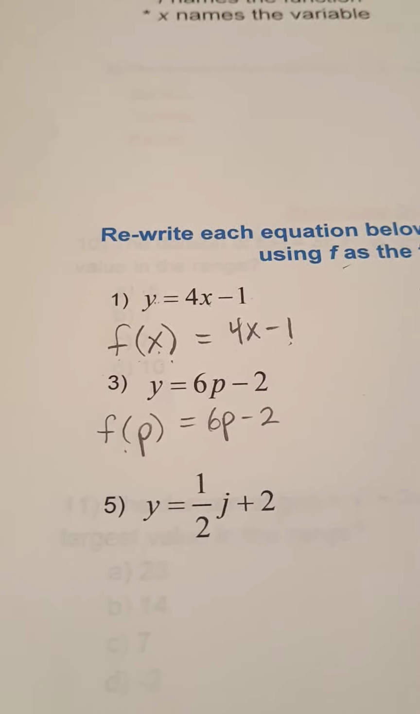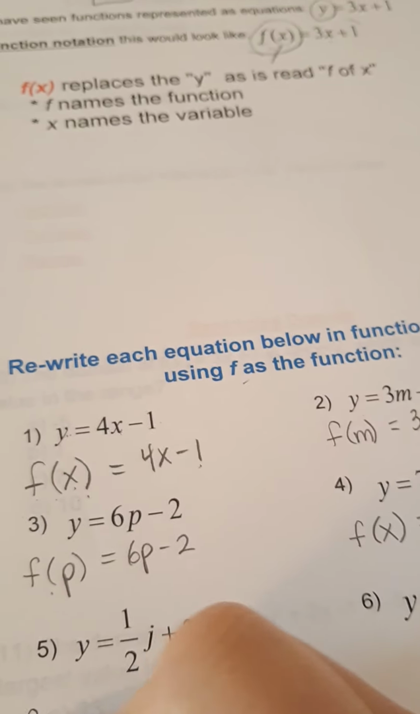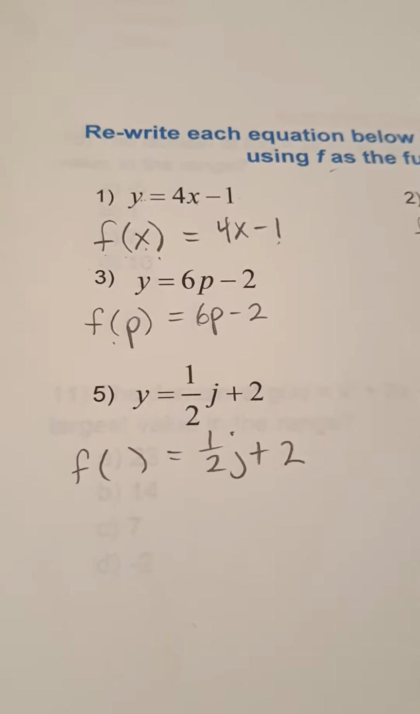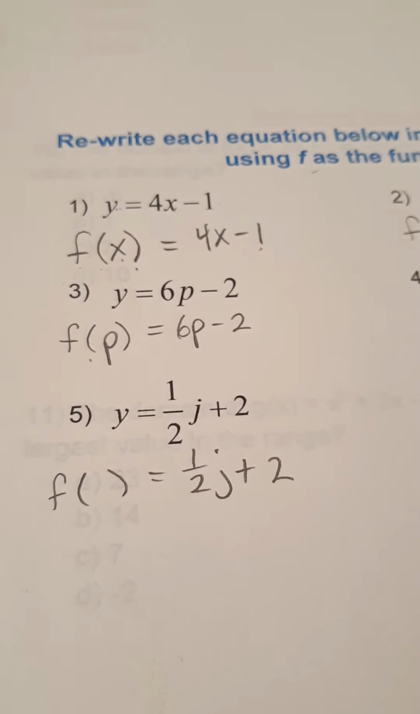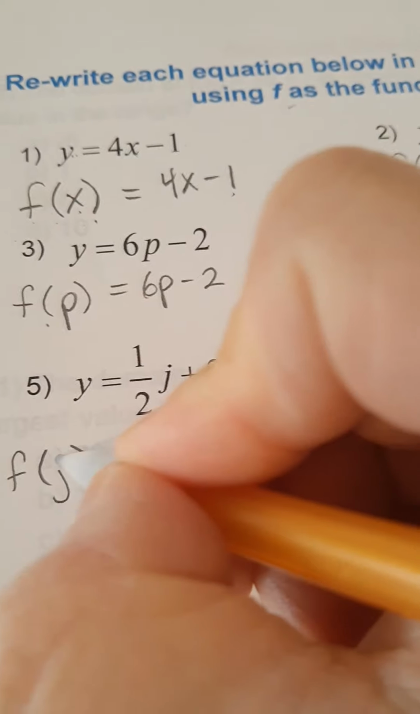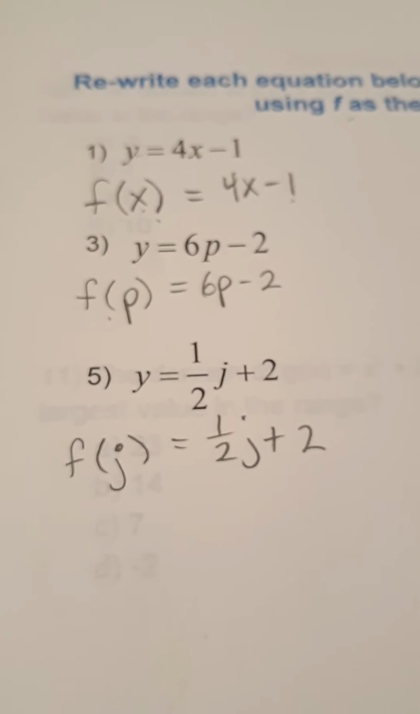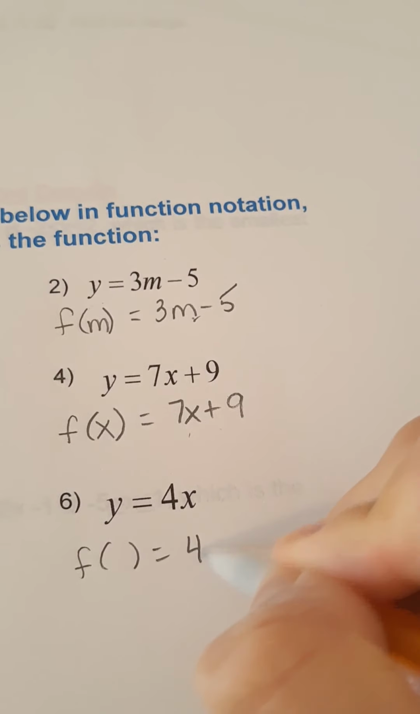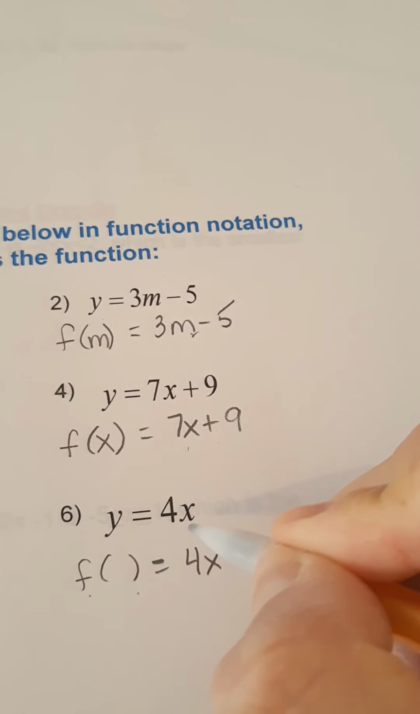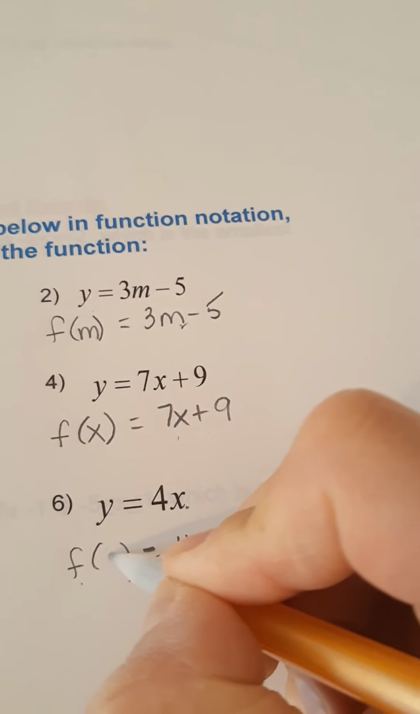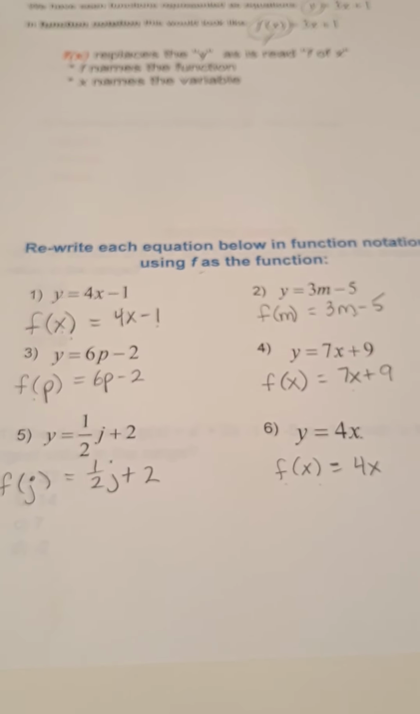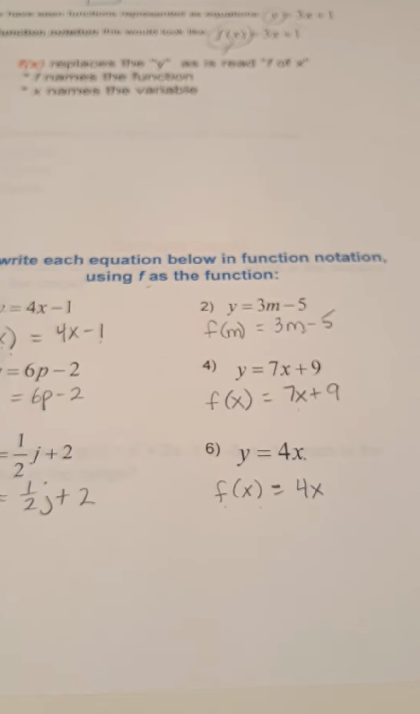Then number 5, we're using f as the function, so f, parentheses, 1/2 j plus 2. We're just rewriting the part that's on the right-hand side of the equal sign. And the variable is j, so that's why that goes in the parentheses. Okay, and the last one. The function is f, so f, parentheses, equals, this stays the same, and the variable is x. So there you have it. We've literally rewritten every single given question just to look a bit more fancy.